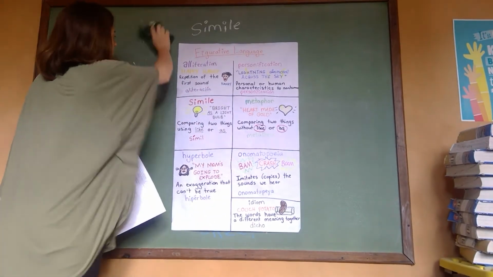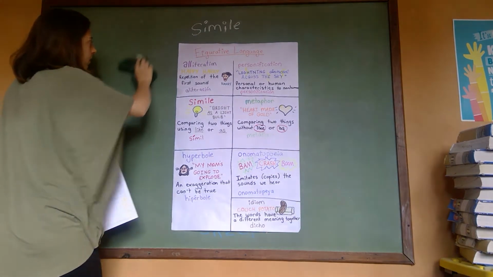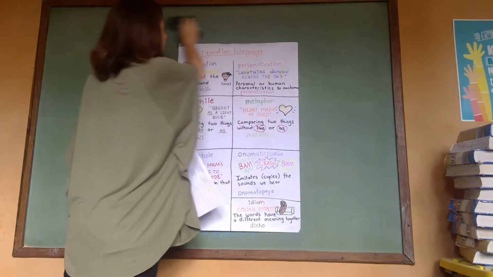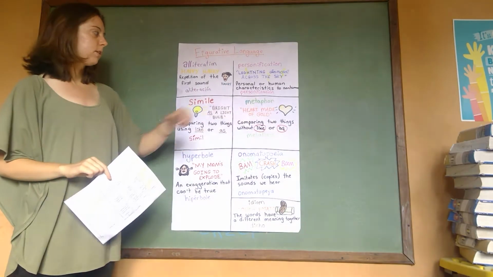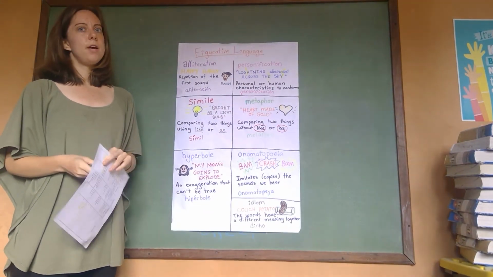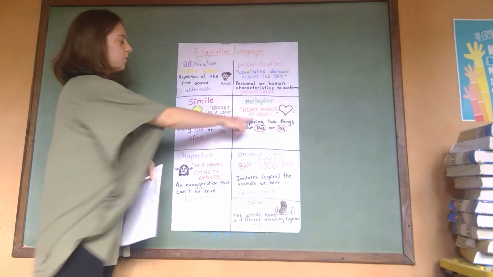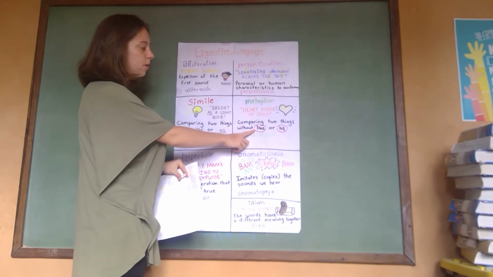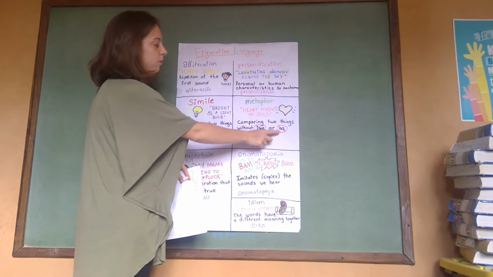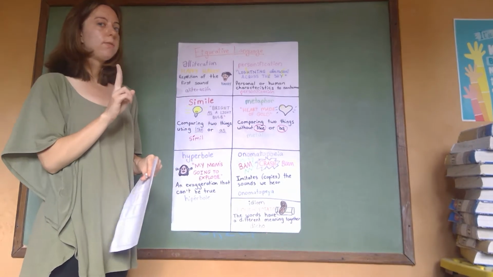All right, so we just looked at similes, which is comparing two things using like or as. Now we're going to move on to metaphors. We haven't talked about metaphors this year. Metaphors are very, very similar to similes, but there is one big difference. And the one big difference is they do not use the word like and they do not use the word as, but you're still comparing two different things.